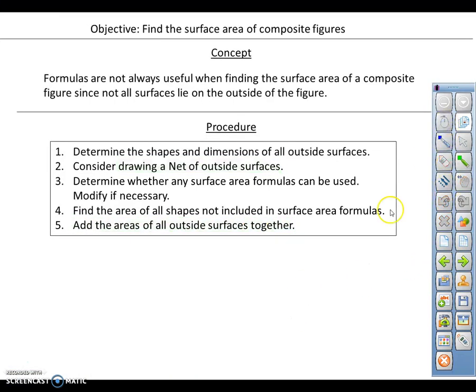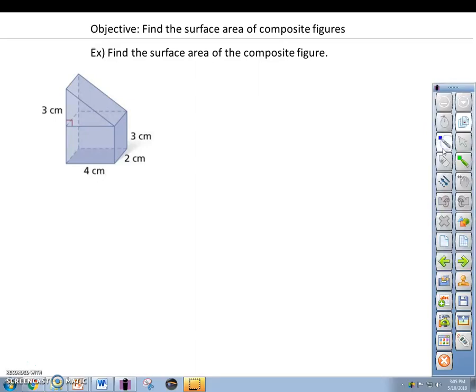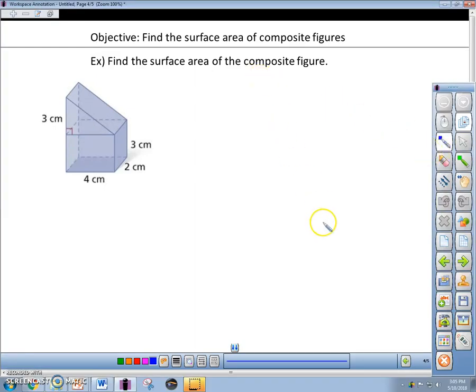So let's take a look at this problem. We want to find the surface area of the composite figure. What we have is a rectangular prism and a triangular prism. And what we have to understand is that this piece right here is not an outside surface, so we don't want to include the area of that. So that's why our formulas either have to be modified or they just don't work. And here I'm going to demonstrate how we can use a net idea, breaking it down into just the individual shapes for the outside surfaces and then adding the areas together.